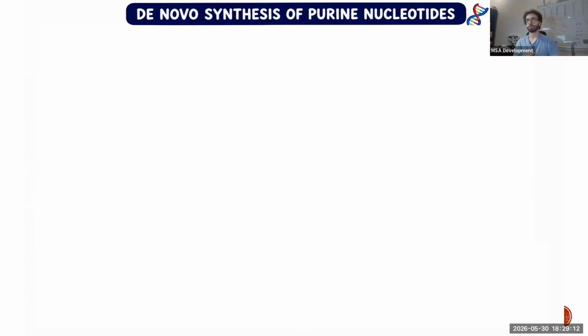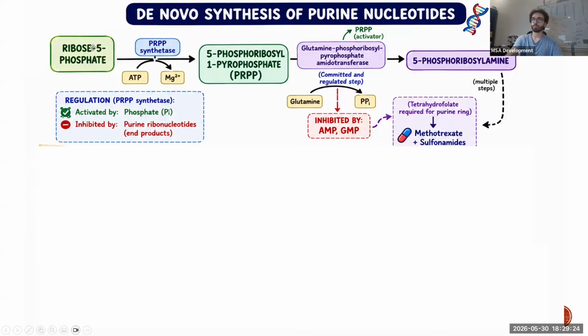Now we're going to start with de novo synthesis of purine nucleotides. In purine nucleotide synthesis, we start by creating the sugar, the ribose sugar, and then we add the base. In pyrimidine, it's the opposite: we do the base, then the sugar. So let's do the sugar together. We start with ribose 5-phosphate. Ribose 5-phosphate through the enzyme PRPP synthetase will give us PRPP, which is 5-phosphoribosyl 1-pyrophosphate. Very important. And the enzyme PRPP synthetase, I want you to know that it's regulated by what? It's activated by phosphate and inhibited by the purine ribonucleotides, which are the end products.